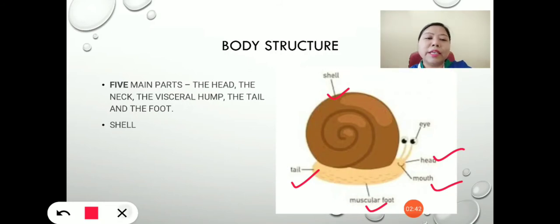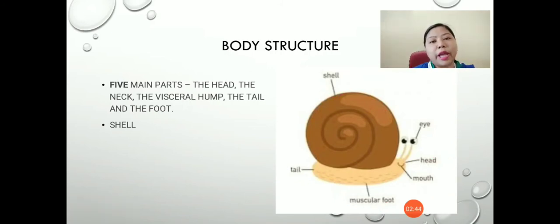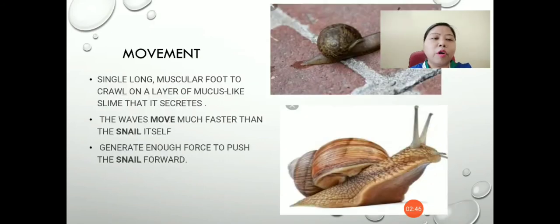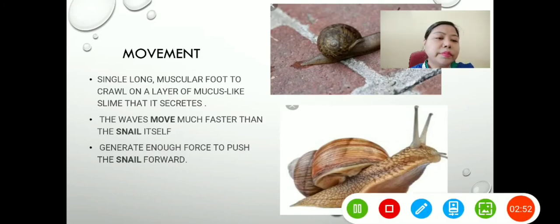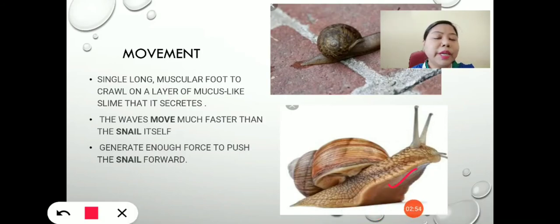And now let us see how the body structure helps in the movement of the snail. Now here you can see that the foot of the snail is made of strong muscles. So this is called the foot. This part is called the foot.